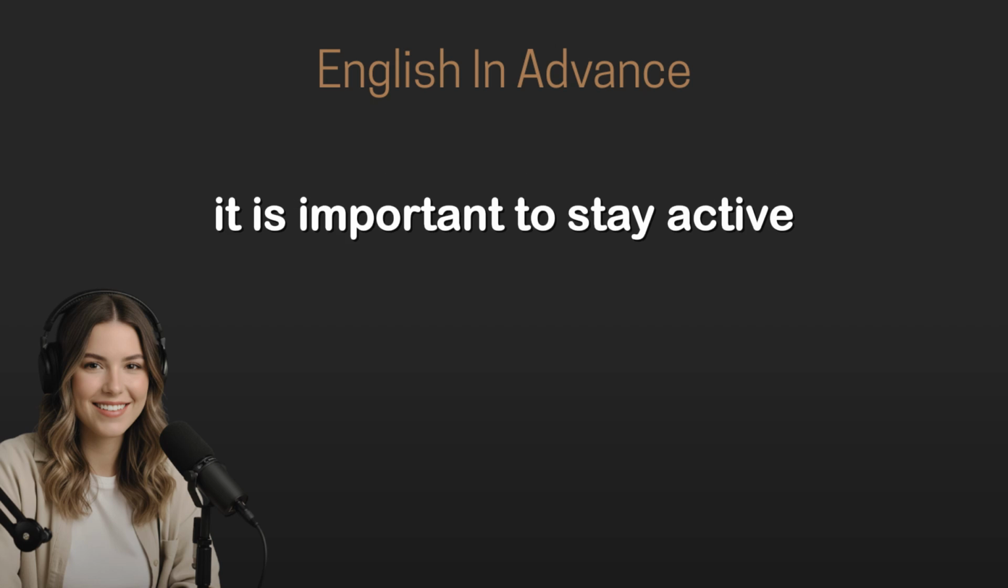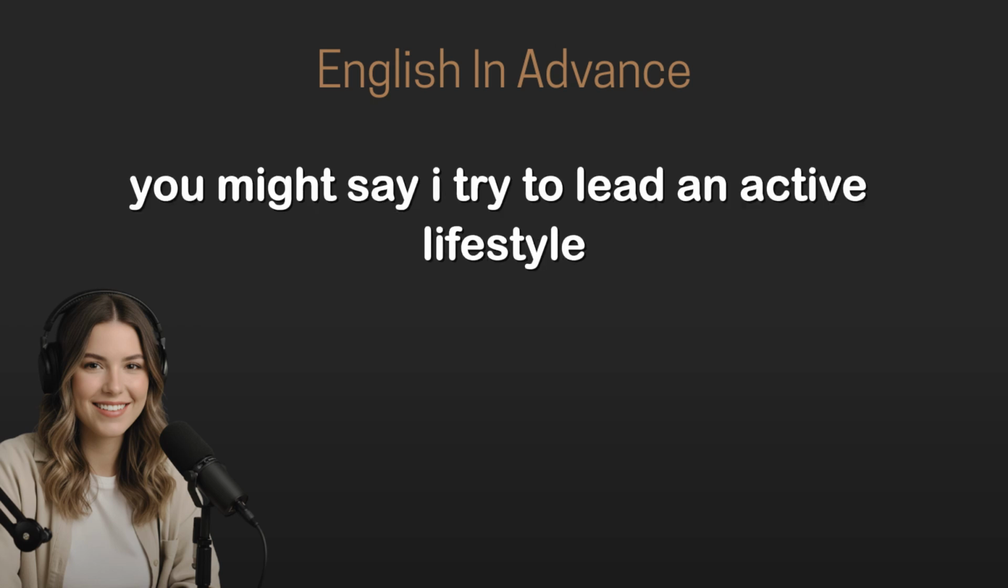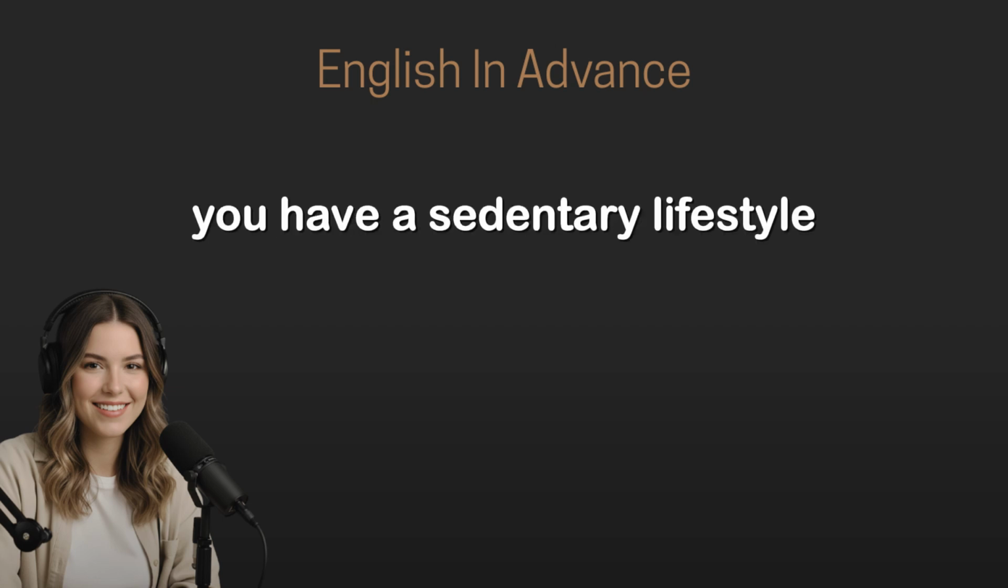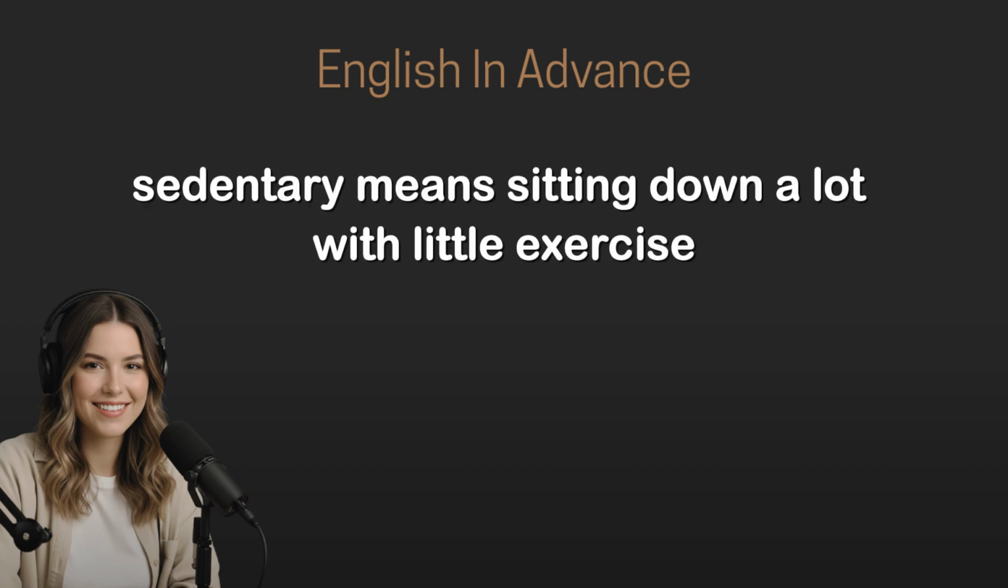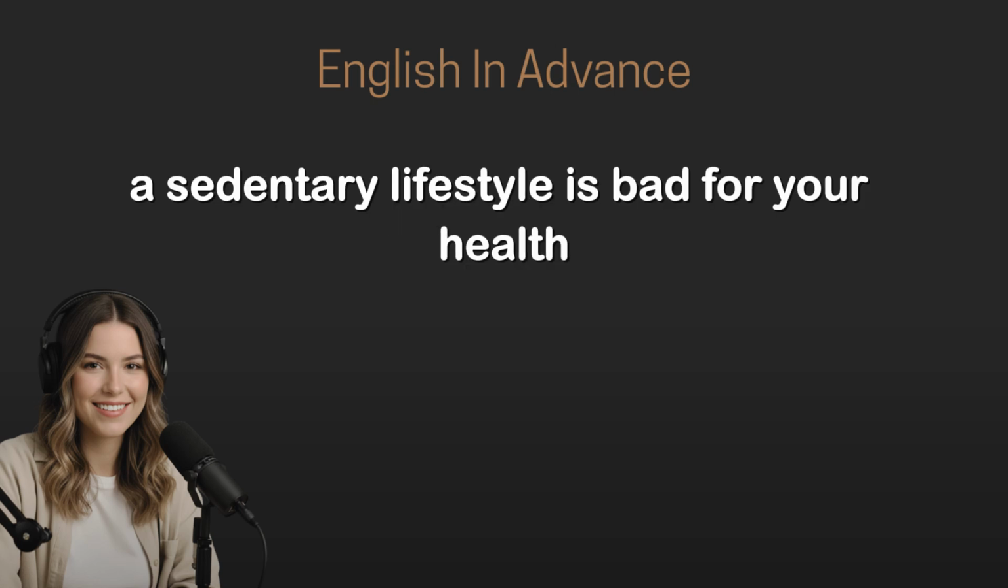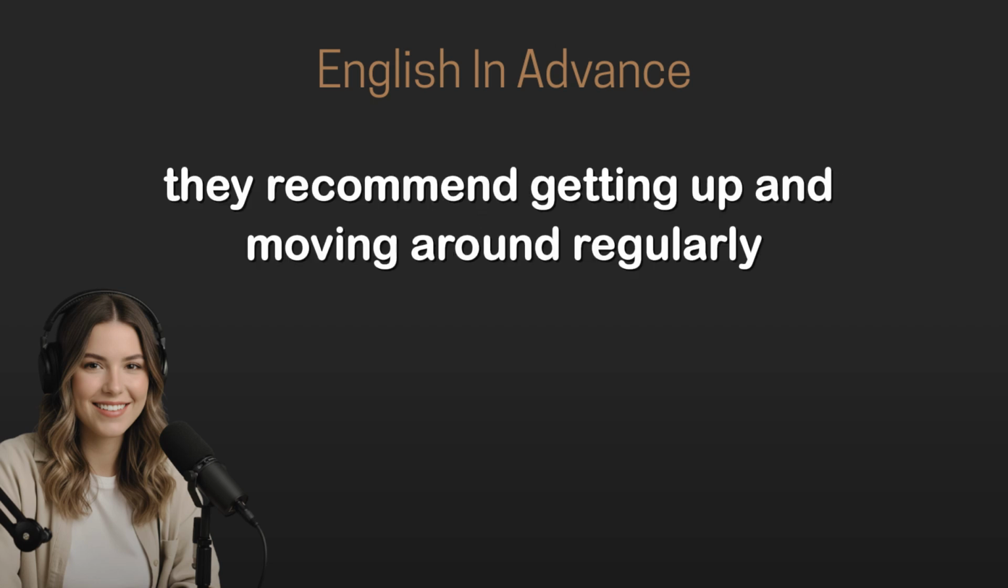It is important to stay active. You might say, I try to lead an active lifestyle. If you sit at a desk all day, you have a sedentary lifestyle. Sedentary means sitting down a lot with little exercise. Doctors say a sedentary lifestyle is bad for your health, so they recommend getting up and moving around regularly.